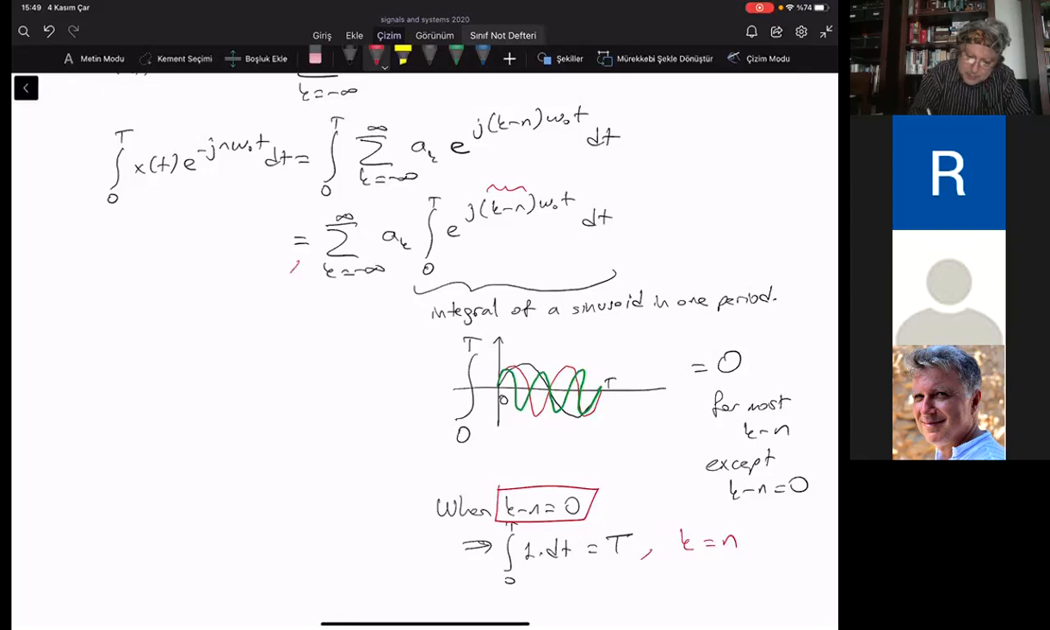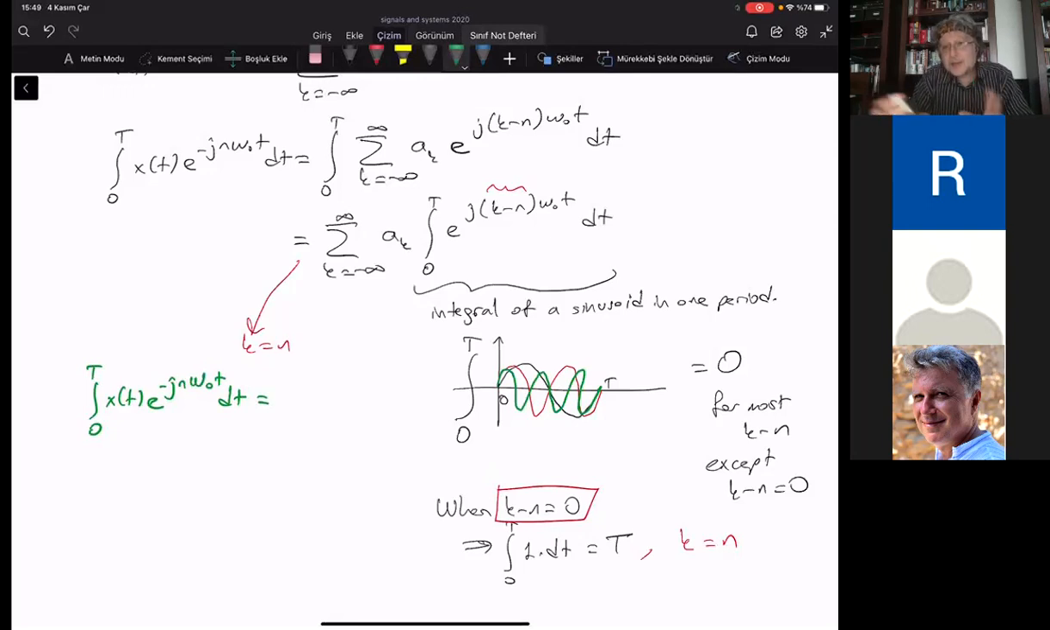And in that case, let's substitute. Then the left-hand side of the equation, let me write it in green, will be the integral from 0 to T of x of t e to the minus j n omega 0 t dt. Because for all other n values, the right-hand side became 0, because that integration part became 0. I think I am writing it a little inappropriately. Let me write it as n still, omega 0.